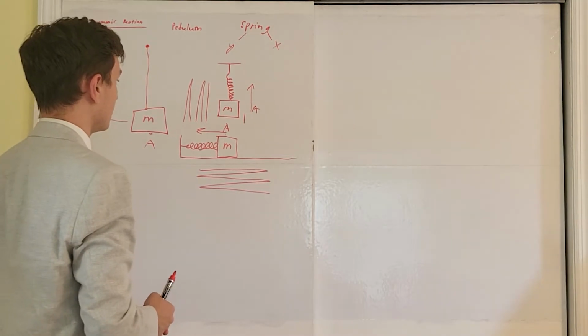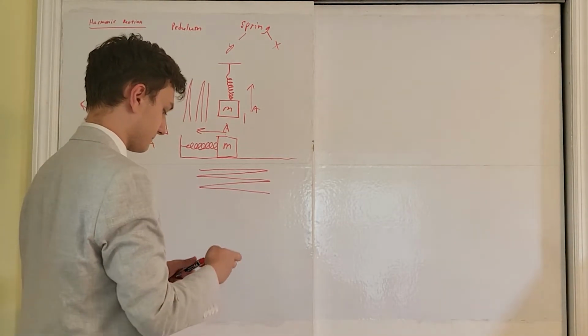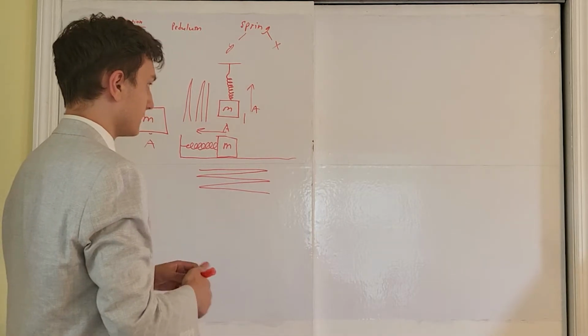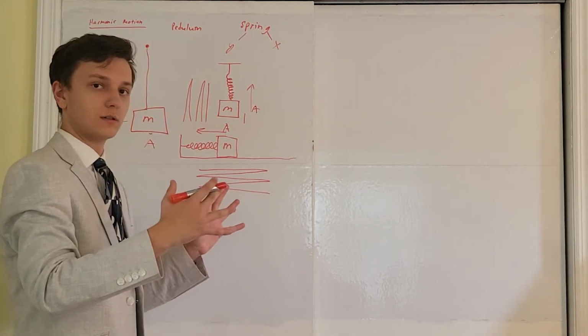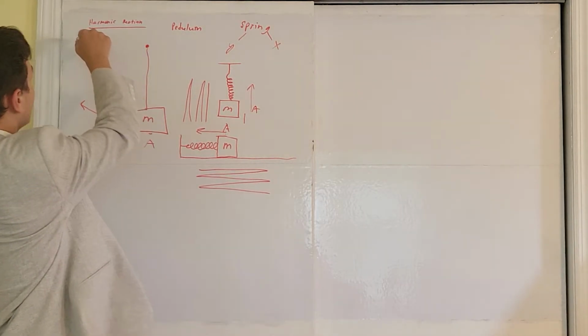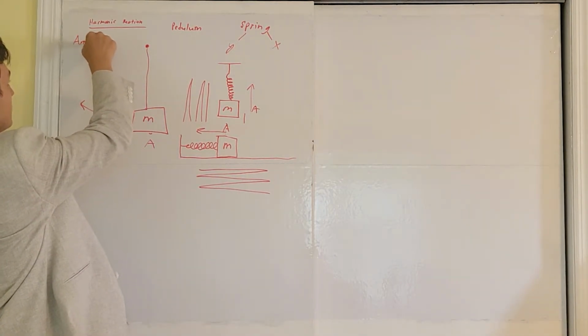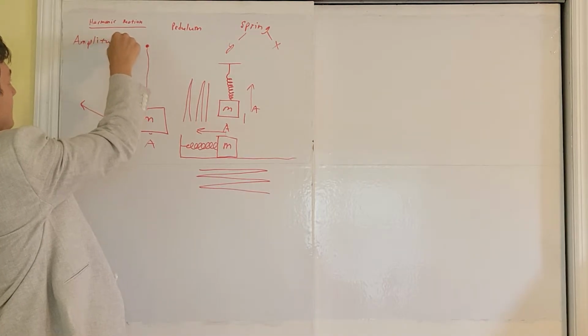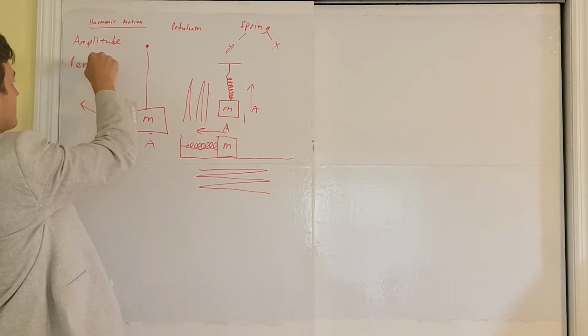Conditions of harmonic motion are described using roughly two main quantities. Those two quantities are called the amplitude of the oscillation and the period of the oscillation.